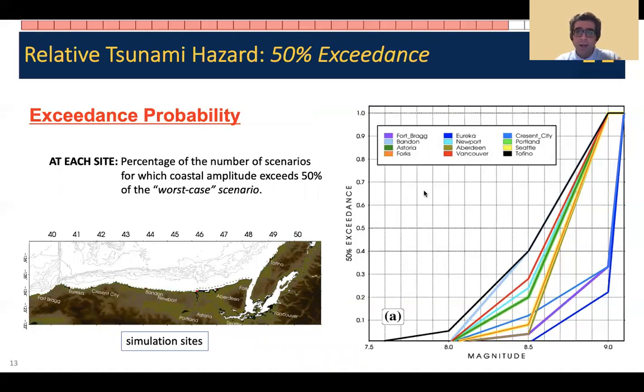Then here, as you can see, I'm plotting the 50% exceedance number as a function of magnitude. With the exception of these three, everything else after about 8.7, 8.8, I'm reproducing at least 50% of the maximum amplitudes in 90% of the sites, which means I can use this information to sort of bring down the preparedness threshold.